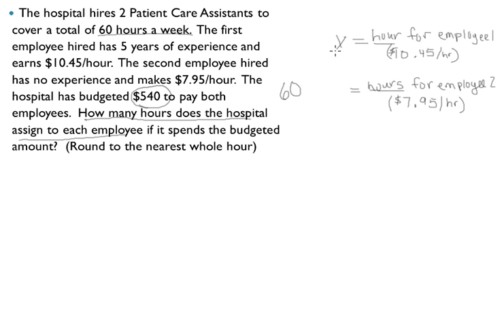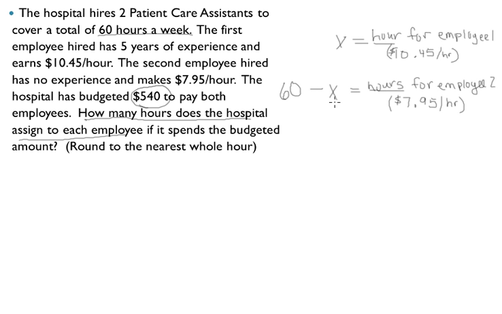And I know that however many employee 1 works, employee 2 has to work the rest of them. So if I take the total of 60 and I subtract the hours worked by employee 1, I would get the correct amount for employee 2. Let's make up an example. If the first employee works 10 hours, then that means the second employee would have to work 50 hours. That would be the only way to cover the total of 60 hours.